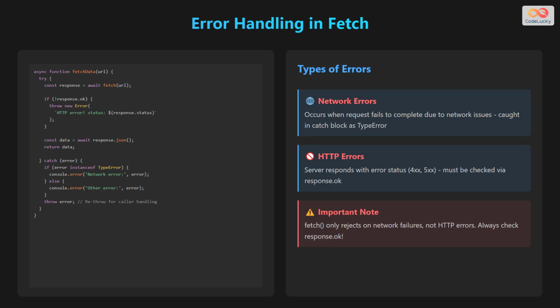In the code example, an asynchronous function fetchData is created which takes a uniform resource locator as input. Inside the try block, a fetch request is made, and then the response is checked using the response.ok property. If there is an error in the response, then a new error is thrown. If the response is okay, then the response is converted to JSON and the data is returned. If a TypeError occurs, then a network error is logged on the console. If there is some other error, then that is logged on the console. Finally, the error is rethrown to allow the caller to handle the error.